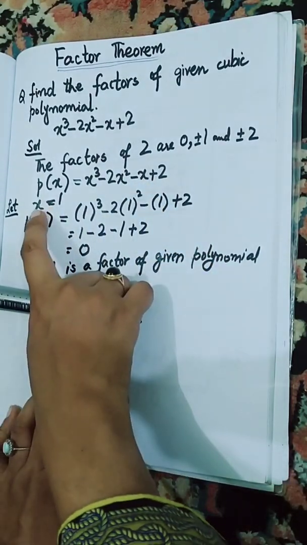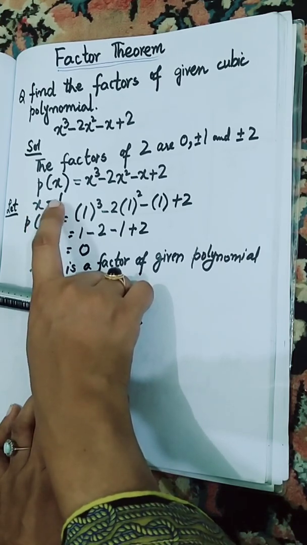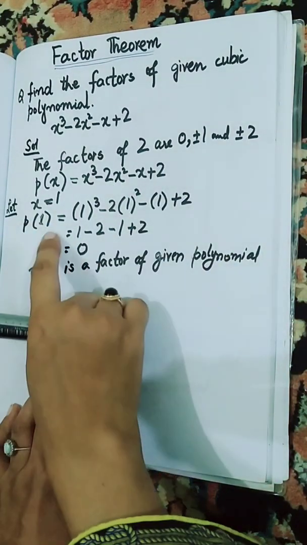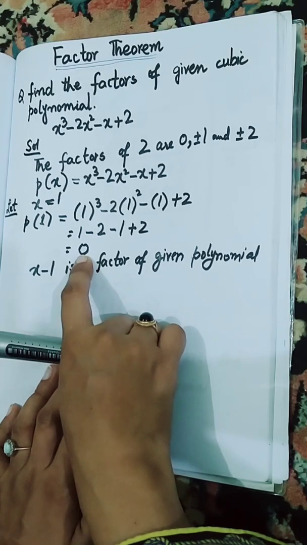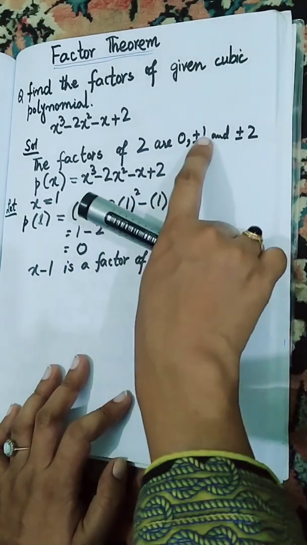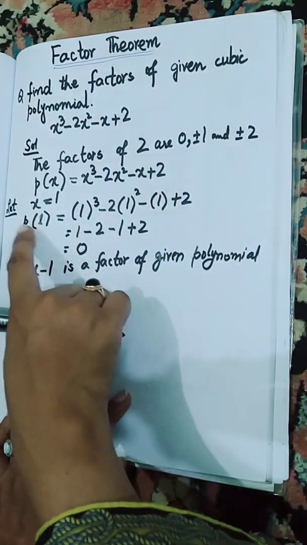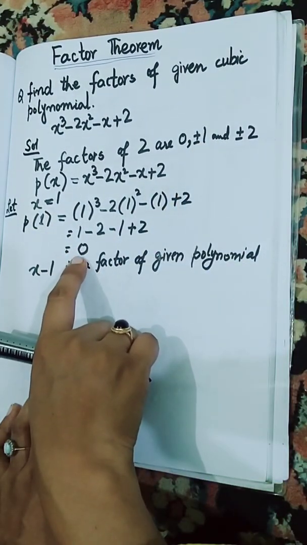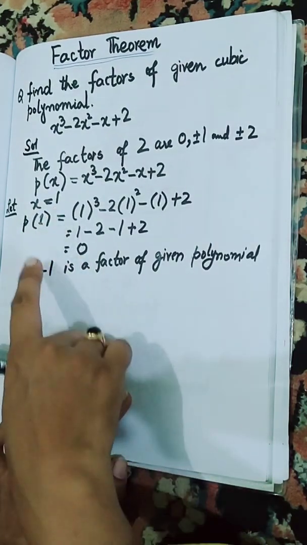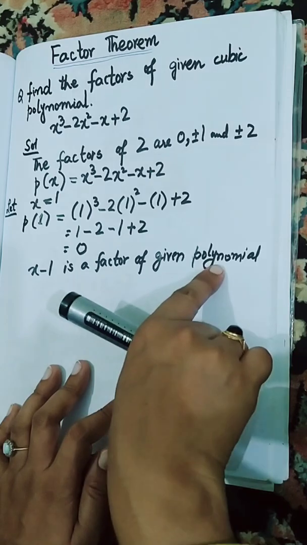Then you will put in values of x. I'm using the word values because you will put 1 or minus 1, 2 or minus 2. It's totally up to you. If you get 0 as a remainder, you will stop there. If you get something other than 0, you will try something else, like minus 1. But luckily I got remainder 0 at x equals 1, so x minus 1 is a factor of the given polynomial. This is the first factor.